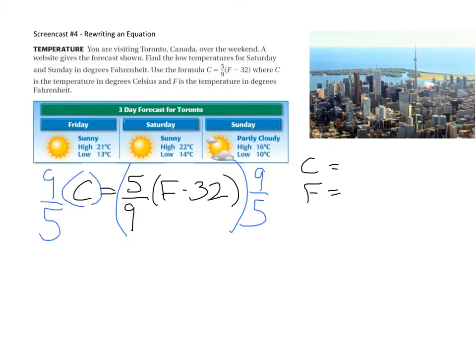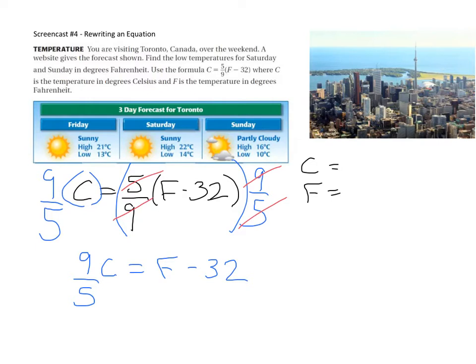9/5. And we know what will happen. These 9/5 and 5/9 will cancel. And what we're left with is 9/5 C is equal to, now we have a lot of parentheses there, but once we cancel out that 5/9, all of it's gone. And so we're left with F minus 32. And there's only one more step, and that's to take this negative 32 and add it to both sides.